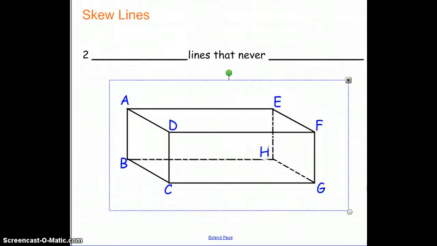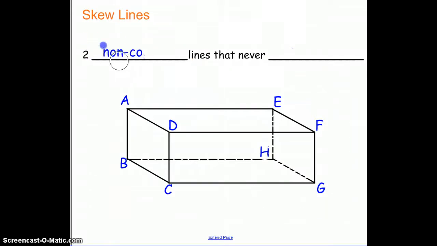And skew lines are similar to parallel in that they never intersect. However, they're different because they're considered non-coplanar. So they're non-coplanar lines that never intersect. So for example, AB and EF. They are never going to touch each other, okay?